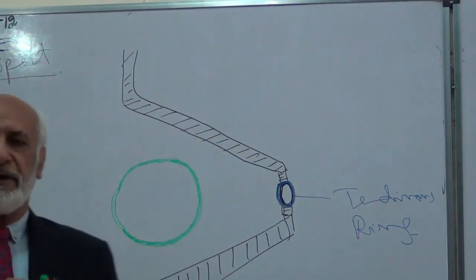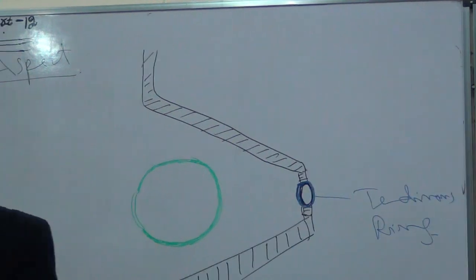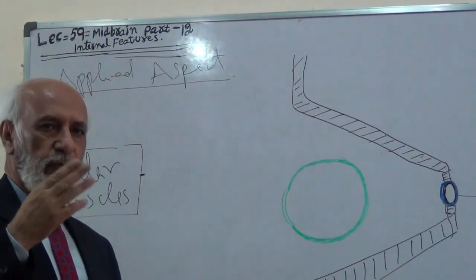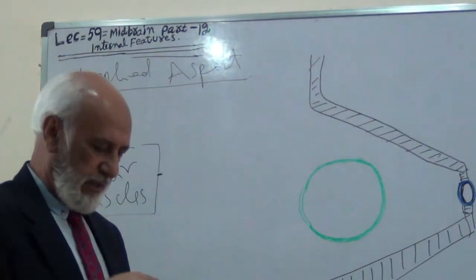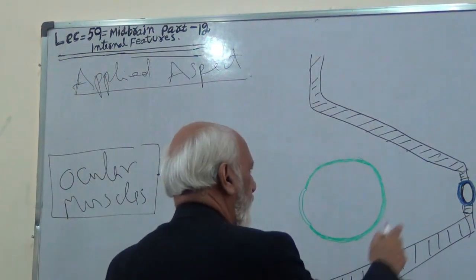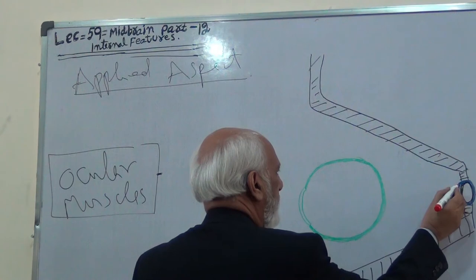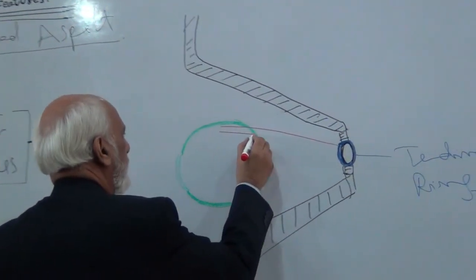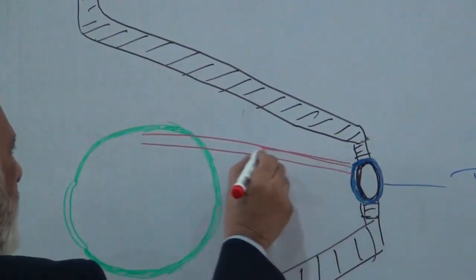Now I told you that the extraocular muscles are two obliques and four recti. So the recti are superior rectus, inferior rectus, lateral rectus and medial rectus. So from this common tendinous ring, rectus superior muscle arises, which is inserted to the sclera of the eyeball.